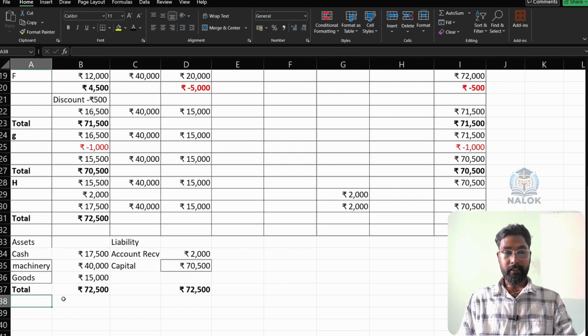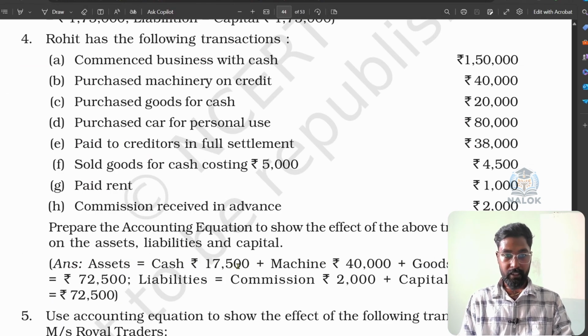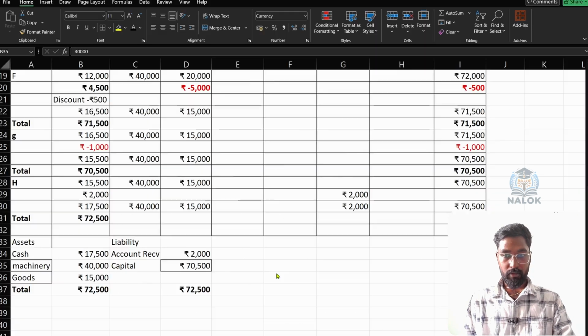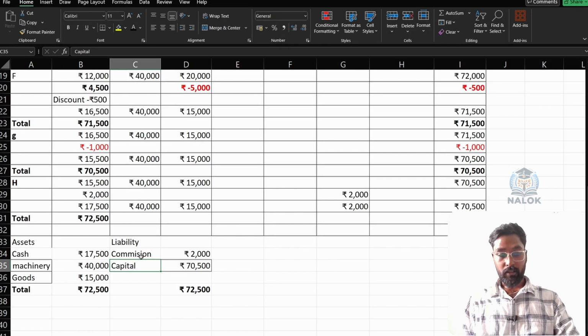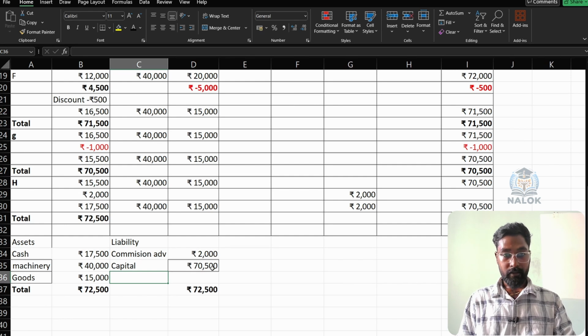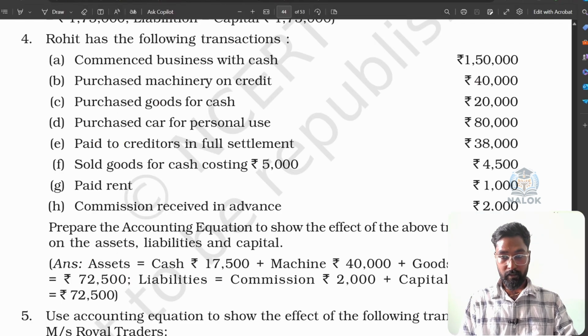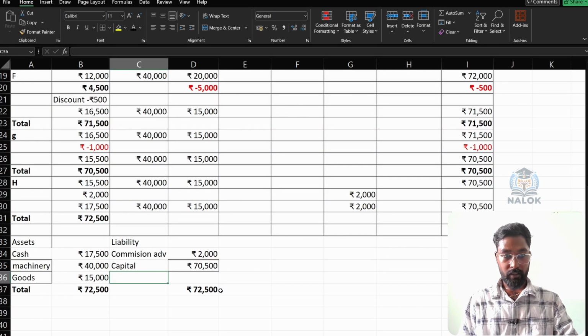Now let's analyze the given answer. Asset is 17,500. We got the same answer. Machinery is 40,000. Yes. Goods 15,000. We got it. The total is going to be 72,500. We got the same there. Now the liability section is commission 2,000. It should be commission, not account receivables. The capital is 70,500. That comes around 72,500. So we got the balance.